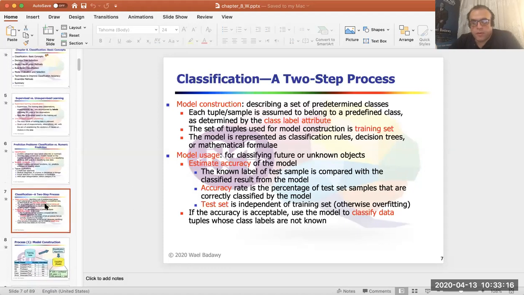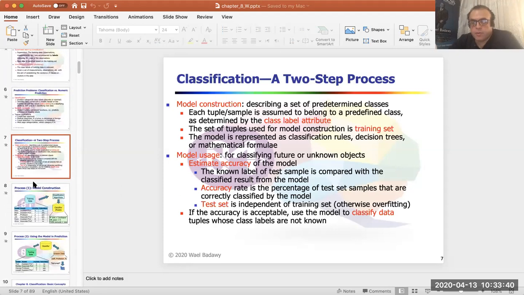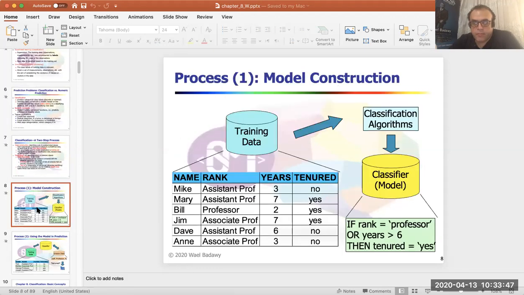So if I want to understand the process, basically we have a model construction where I construct the data, and I will be able to figure out what kind of characteristics I need, what kind of labeling, what kind of classification rule I may have. We will explain a few different rules in a few minutes. The other one is the model usage, where I estimate the accuracy, I can test, and I can build my classifier.